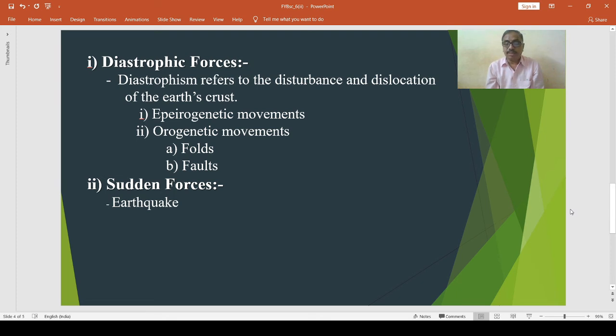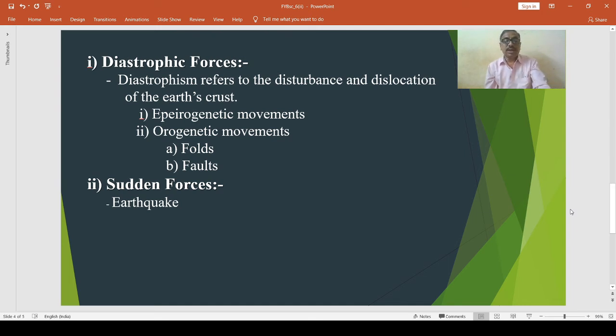The Dead Sea Basin, the Great Rift Valley of Africa, in Europe, the Rift Valley of the Rhine River, and the Tapi and Narmada Rift Valleys, etc., are the classic examples of a Rift Valley.